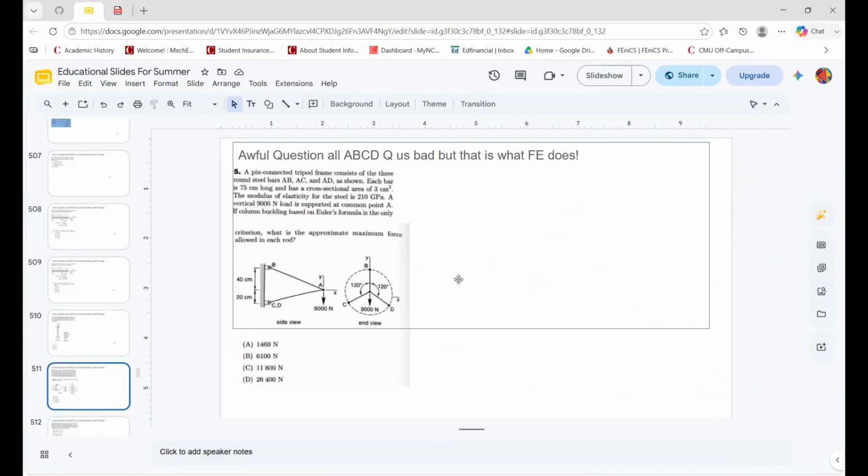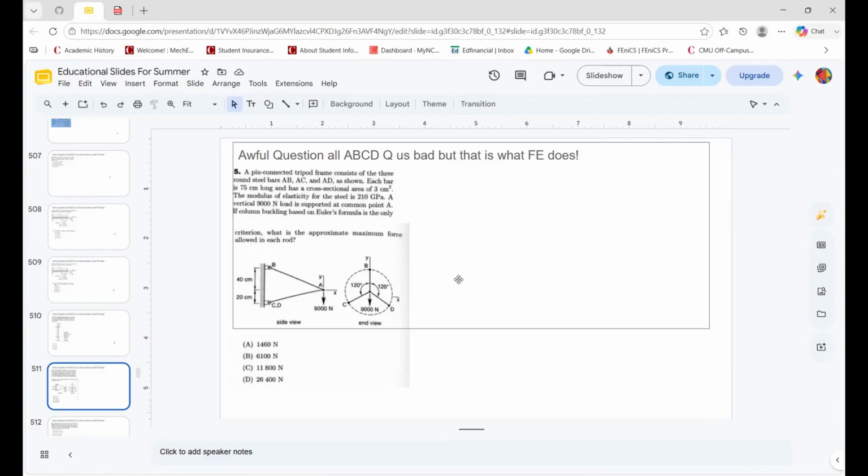A pin-connected tripod frame consists of three round steel bars AB, AC, and AD as shown. Each bar is 75 centimeters long and has a cross-sectional area of 3 square centimeters. Okay, so these are pin-connected tripod frames. They're rods, basically. Each bar is 75 centimeters long, and the cross-sectional area is 3 square centimeters. Okay, fair enough. The Young's modulus of steel is 210 gigapascals.